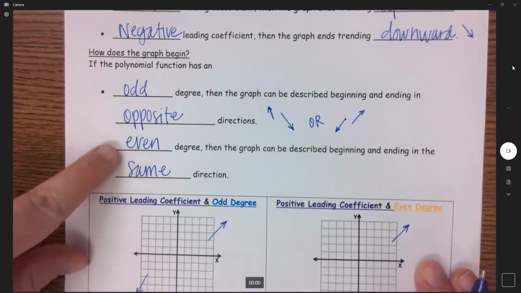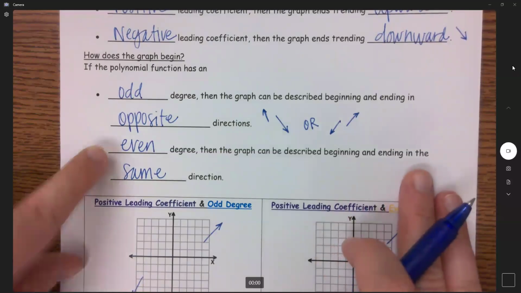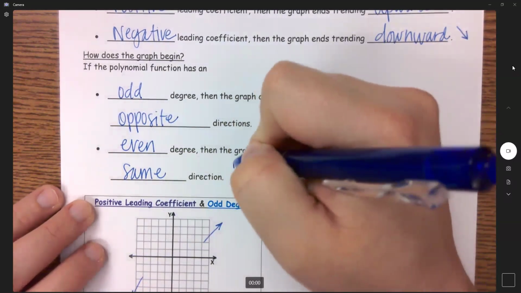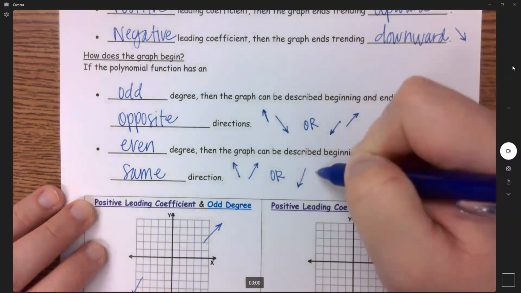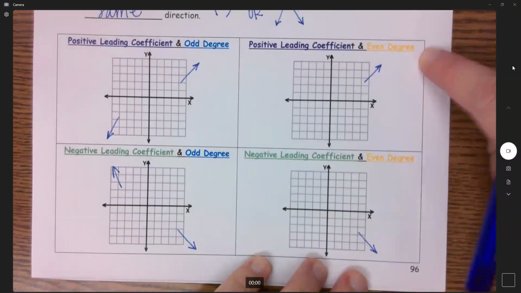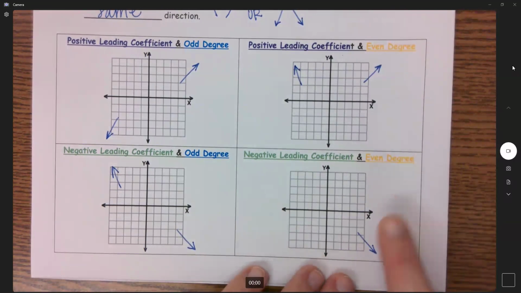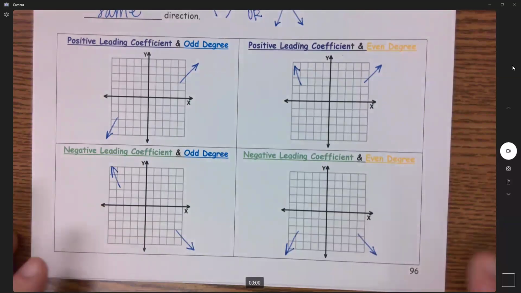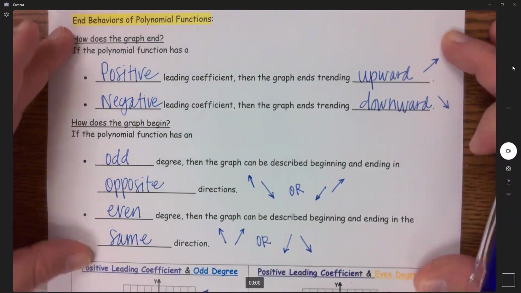Then opposite, if we have an even degree, the graph can be described as beginning and ending in the same direction. So either both up or both down. So here, an even degree, if it ends up, that means it's going to start up. Even degree, if this one ended down, it would also start down. So now we know how the end behavior is going to behave.